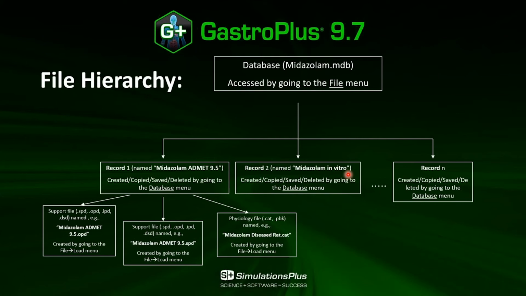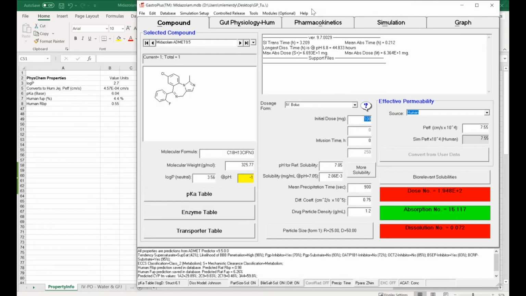You can have as many records as you want in a database, and each record should represent a specific study, whether it's a different dose, a different formulation, or a different species. For each record, we have different support files that can be used to load either in vitro measurements, such as particle size and solubility versus pH, or in vivo measurements, PK and PD data. For midazolam, as I previously mentioned, we have some in vitro measurements for log P, pKa, and blood to plasma ratio, for example. So now I'll show you how to load this data into GastroPlus.